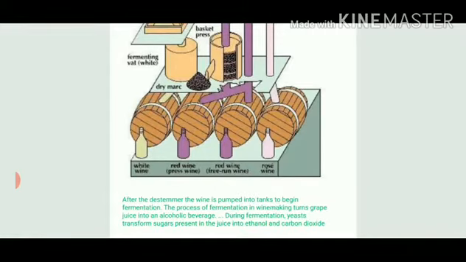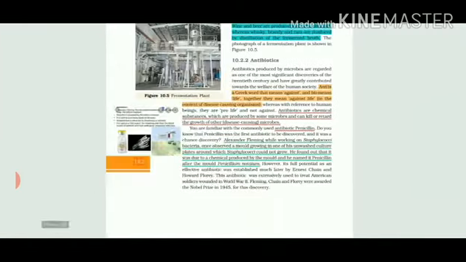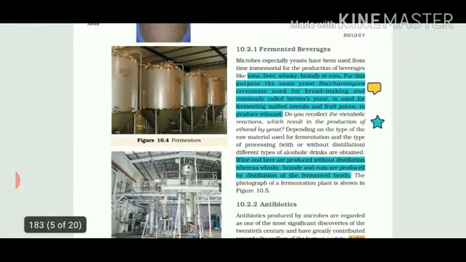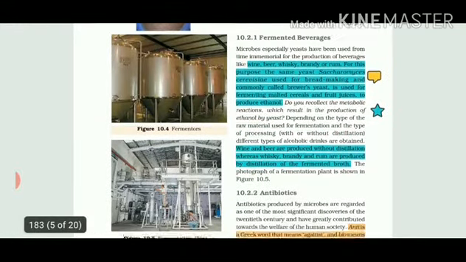So which microorganism is used? Saccharomyces cerevisiae. And this process of fermentation turned the grape juice into an alcoholic beverage. During fermentation, yeast transforms sugars present in the juice into ethanol and carbon dioxide. Let's come back to this page. I hope this fermented beverages topic is clear to you.